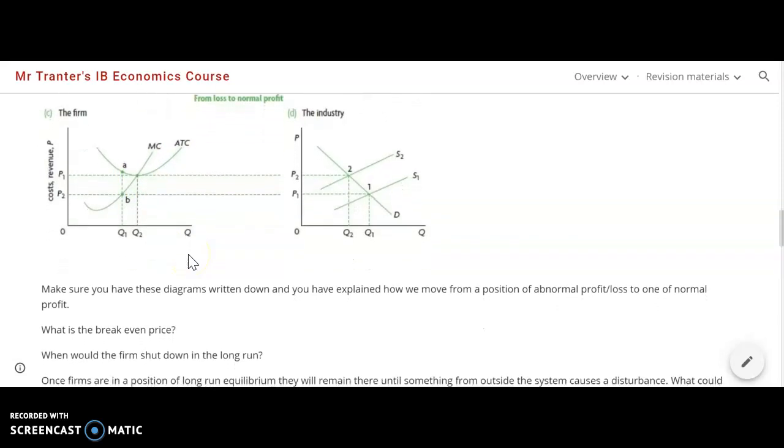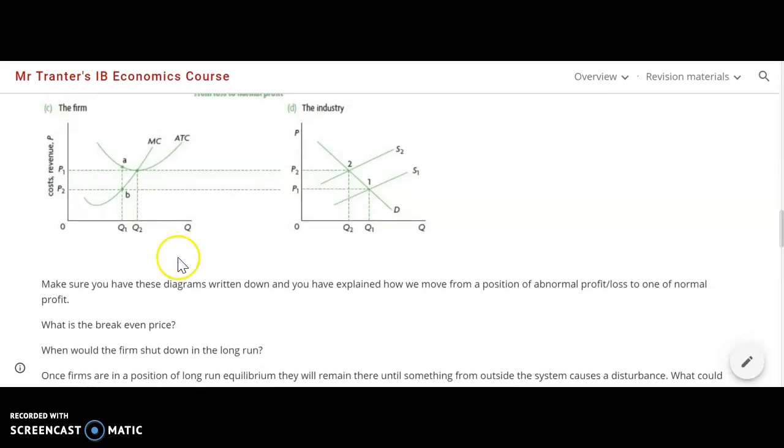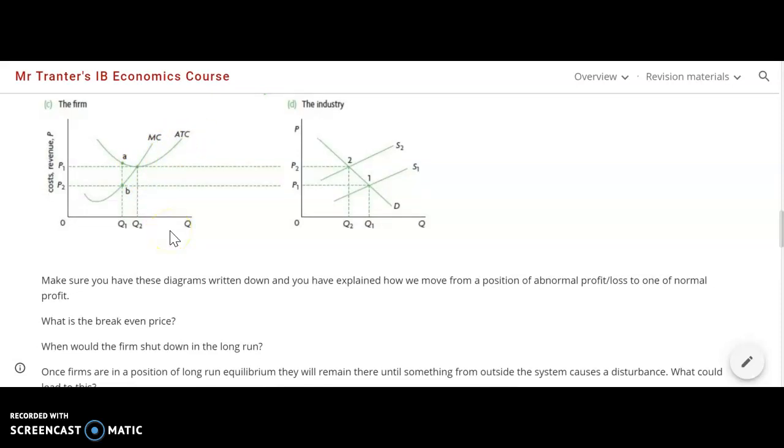So you are going to have to be able to draw those diagrams and explain the process of moving from abnormal profit or loss to one of normal profit. All right, what is the break-even price? Well, we know the break-even price is when they make normal profit. So when your average revenue is equal to your average total cost, that is the break-even price. So all firms in perfect competition in the long run are operating at the break-even price.